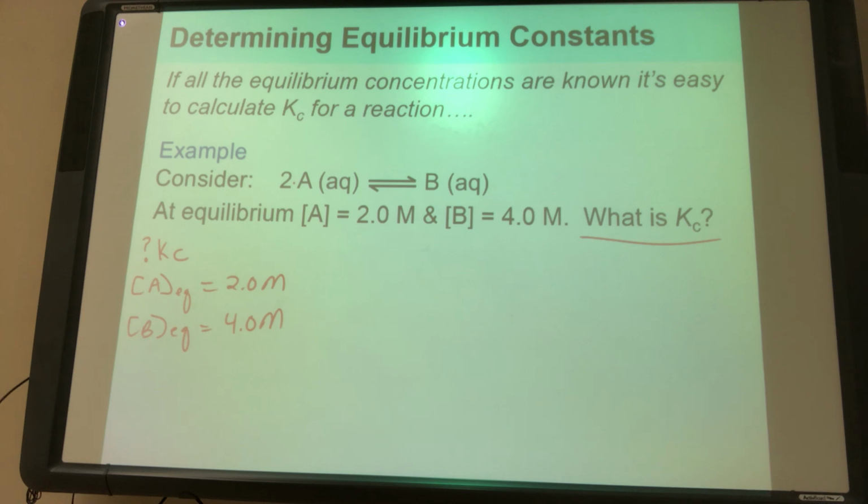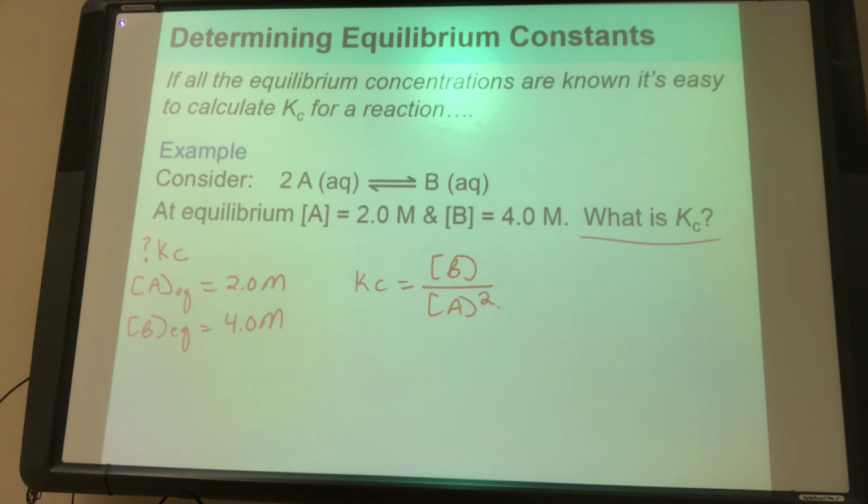So first let's write out my generic Kc. If I'm trying to find Kc, I need to write out what my Kc is. It's not necessarily an equation, more like a process. So I need to start writing it out. So my Kc is my B, because it's products to the first, over reactants, A, squared.